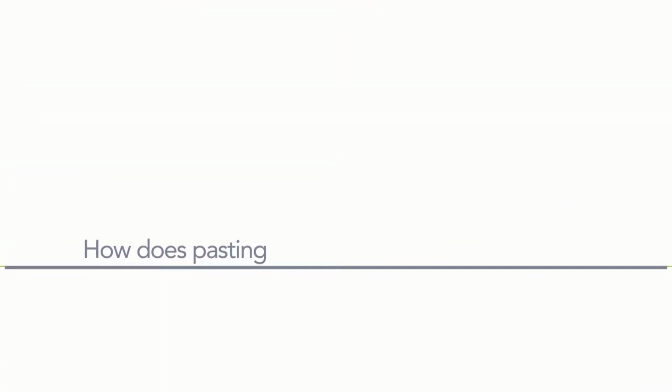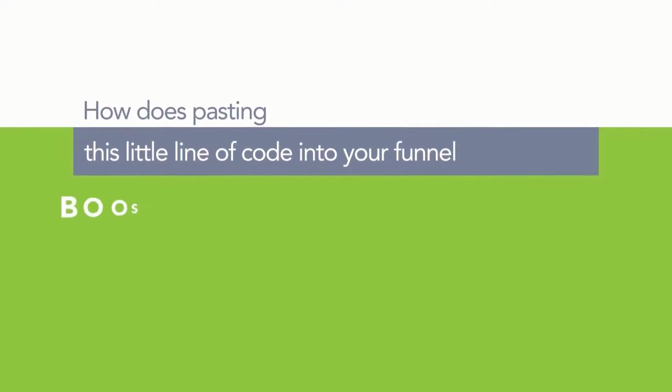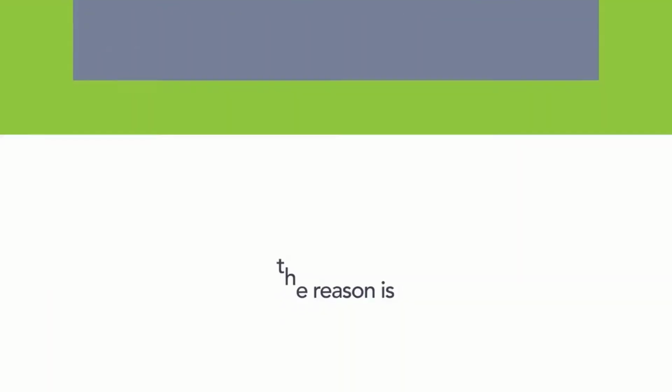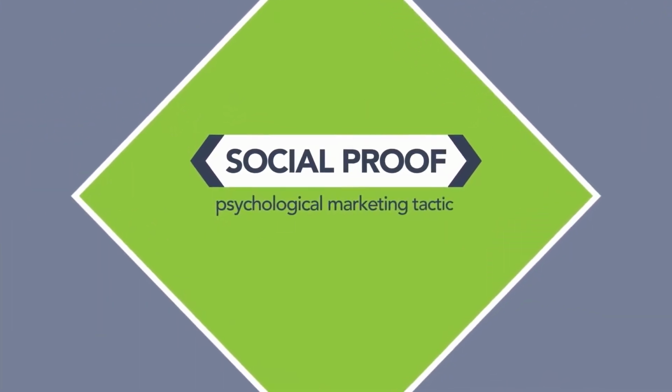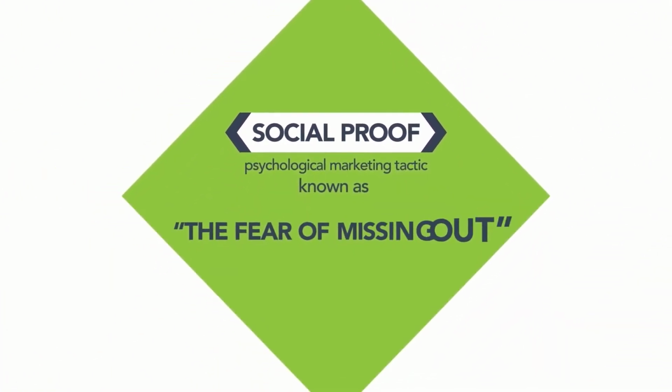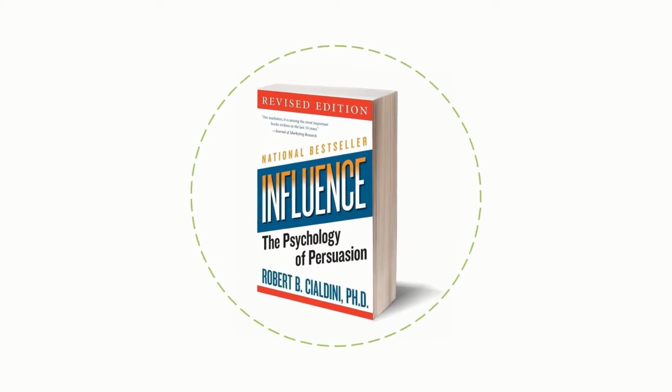So how does pasting this little line of code into your funnel boost conversions immediately? The reason is simple. Social proof and the psychological marketing tactic known as the fear of missing out. A famous book called Influence, The Psychology of Persuasion says, when people are uncertain, they look to the actions of others to guide their own actions. If people see someone buying something, each purchase builds the idea that other similar people want the product. Therefore, it must be good.